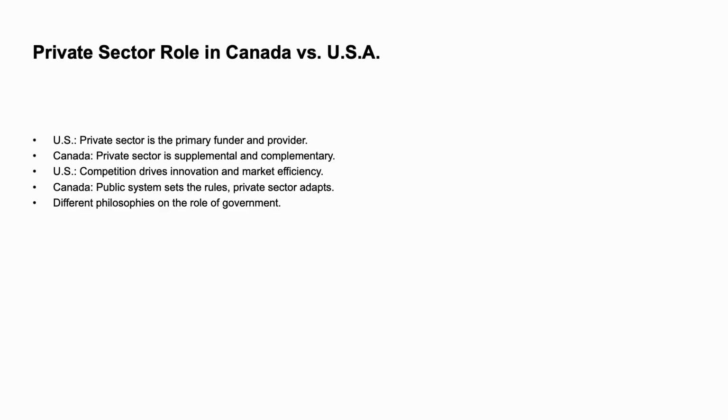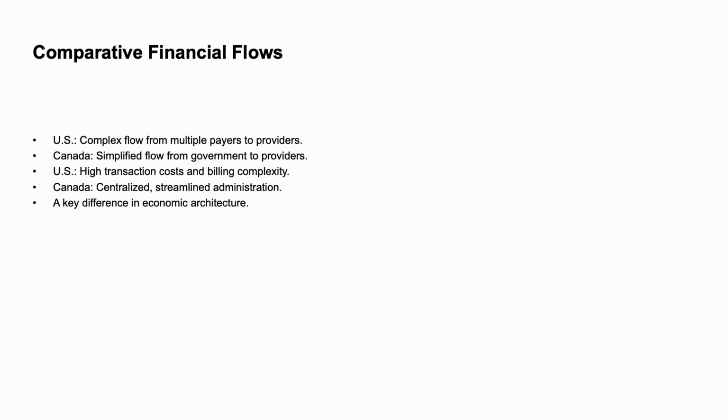The two systems have fundamentally different philosophies about the role of the government. The U.S. sees the government as a last resort, a safety net, while Canada sees it as the primary steward of the healthcare system. The U.S. relies on market forces to achieve efficiency and innovation, while Canada relies on public administration and policy to achieve equity and cost control. Let's compare the financial architecture of the two systems.